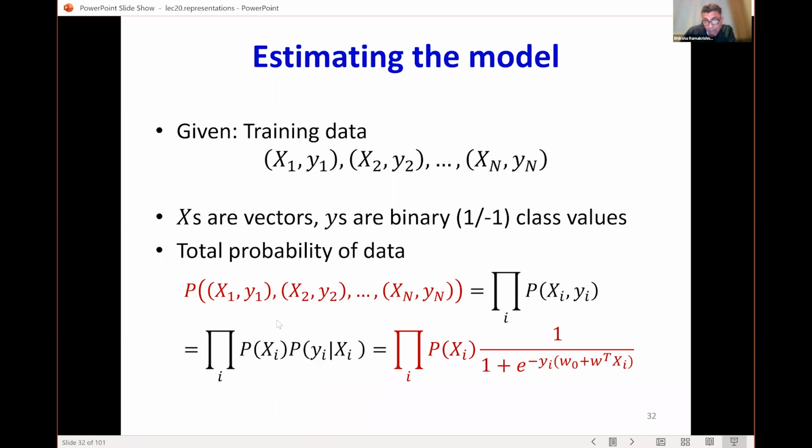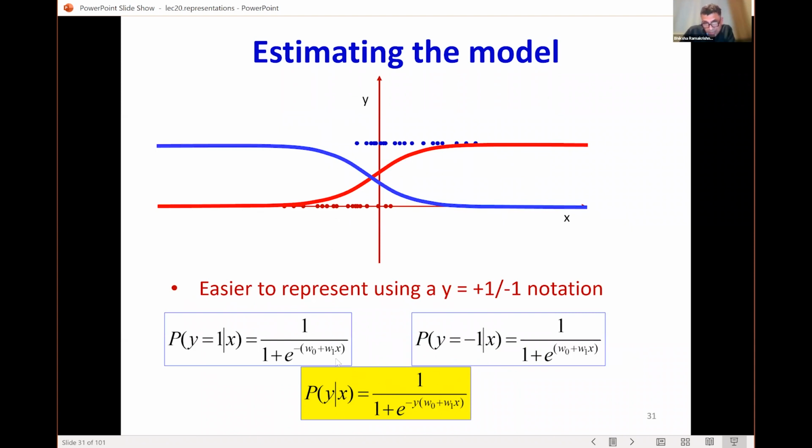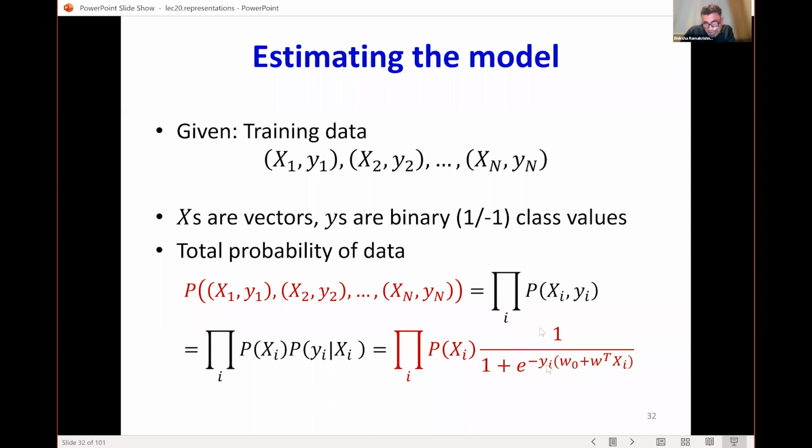And now our model for this posterior probability is given by this guy over here, right? P of y given x equals 1 over 1 plus e raised to minus y times W0 plus W1x. So I can write this term, the total probability of all of my training data, as the product over all training instances of P of xi times 1 over 1 plus e raised to minus yi times W0 plus W transpose XI. I just use the shorthand notation of W here. So basically now, when I'm given a collection of training instances, according to our model, this term in red is the joint probability of all of the data as given by our model.